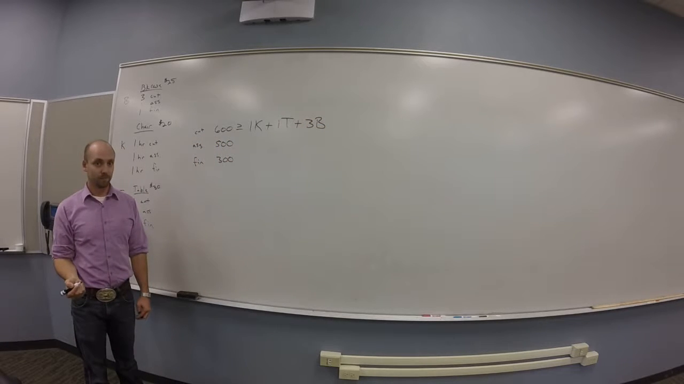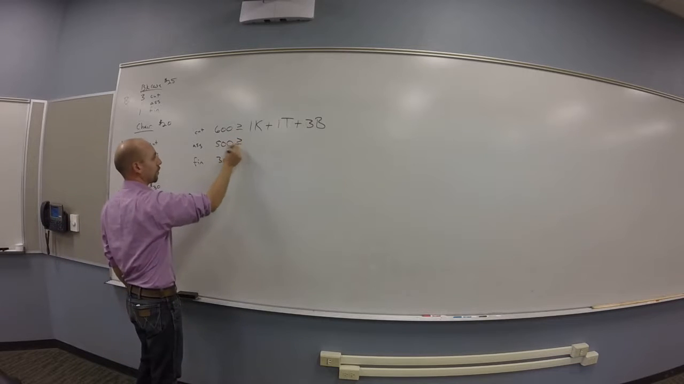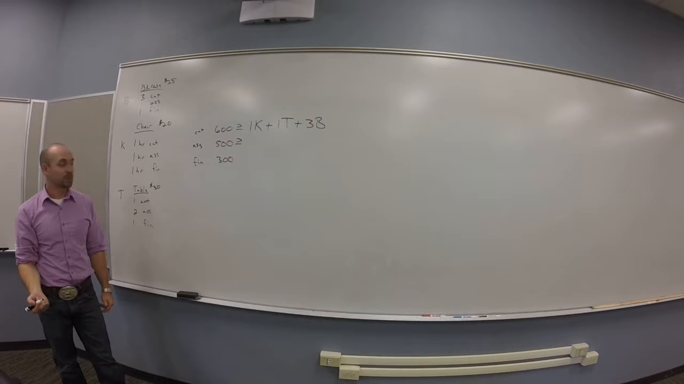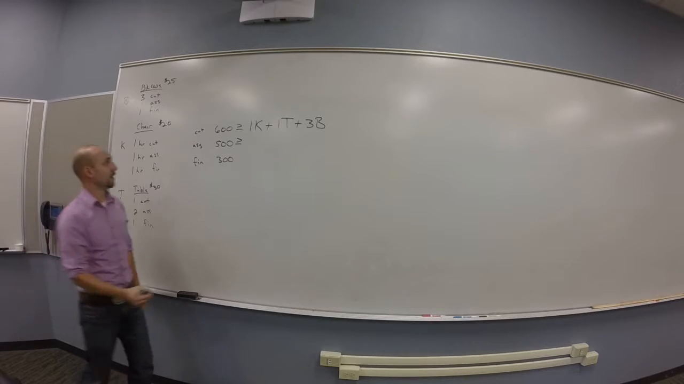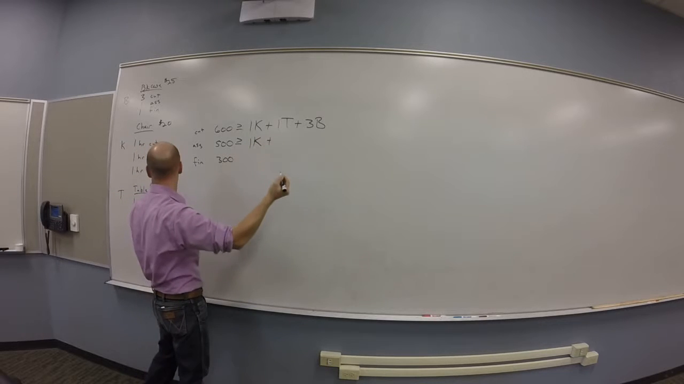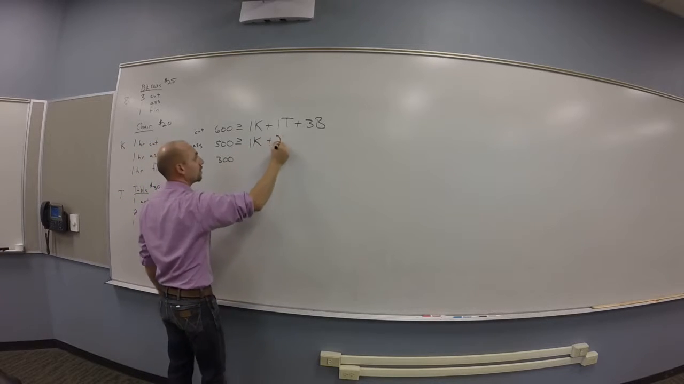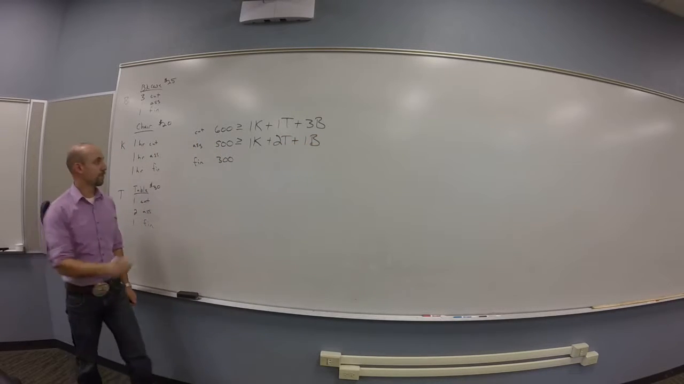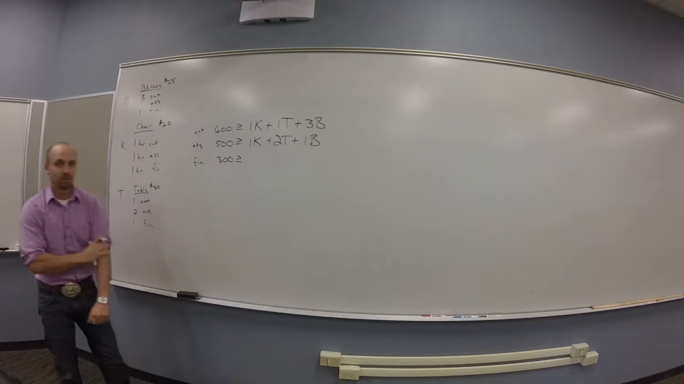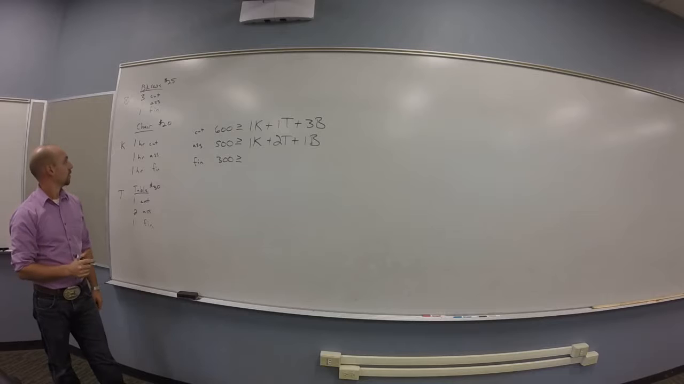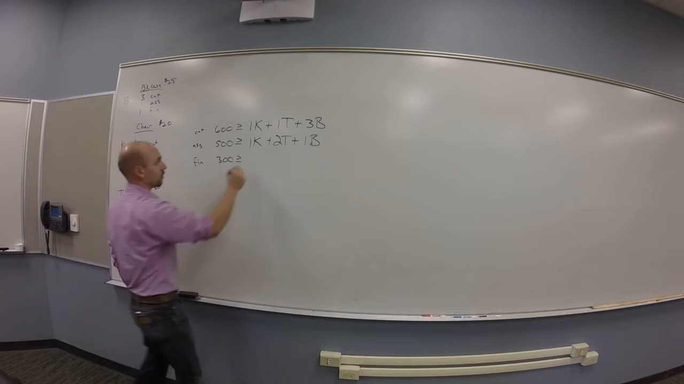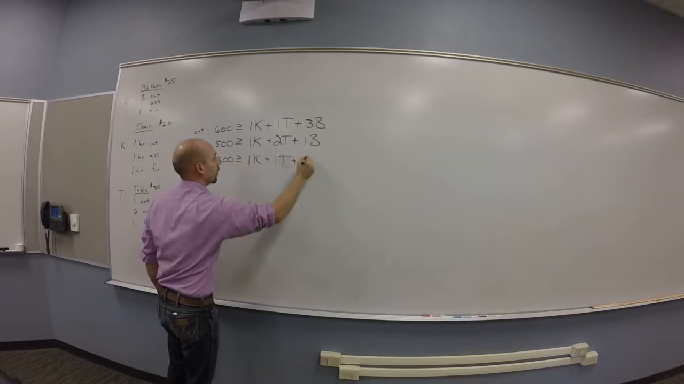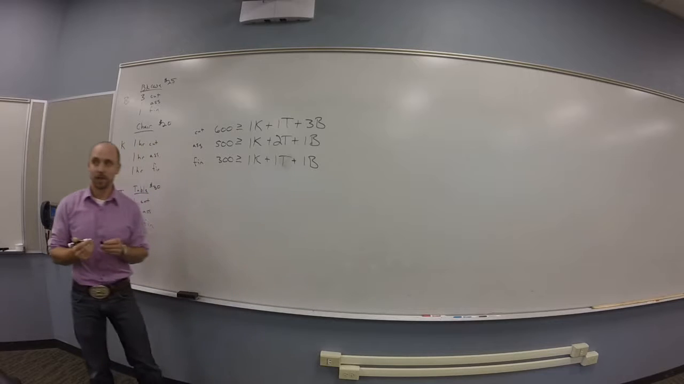Okay, cool. How about assembly? So the total assembly time, 500, is going to be bigger than or equal to what I use. And how much am I going to use with this setup? 1K, plus how much for T? 2T for tables, and 1B. So 2T plus 1B. And finishing time, I've got 300 is bigger than or equal to what? 1, 1, 1. So 1K plus 1T plus 1B.